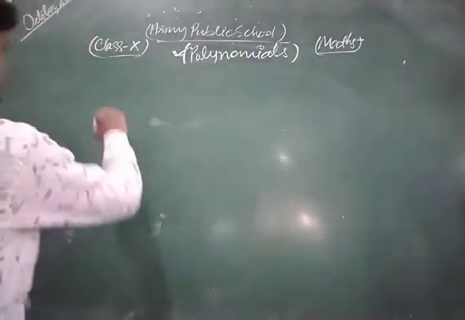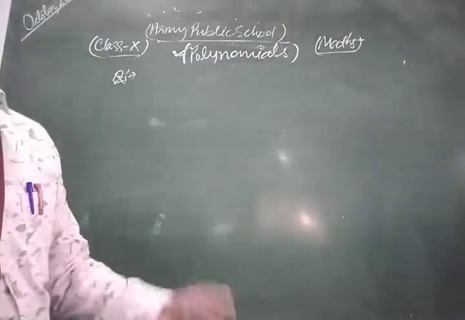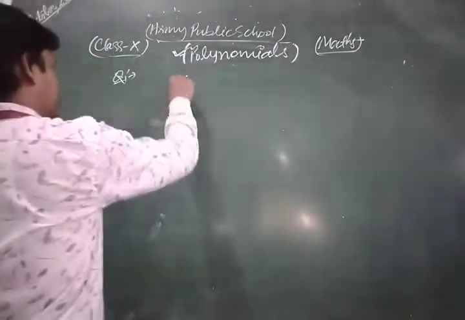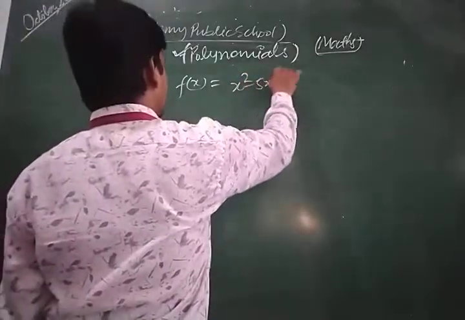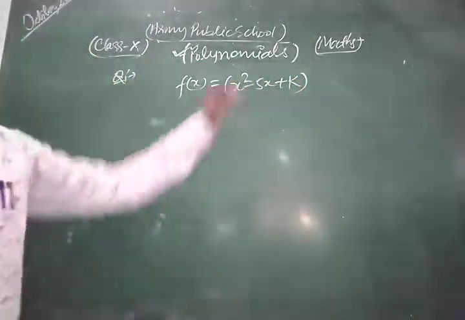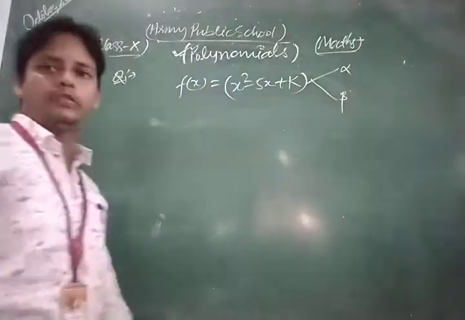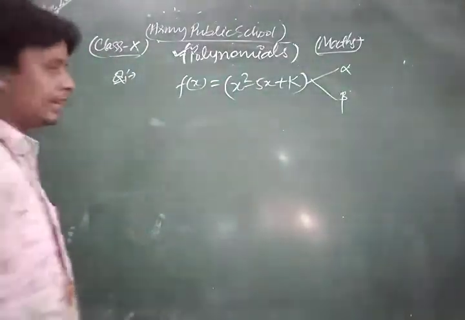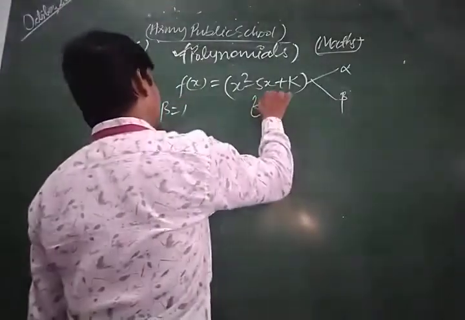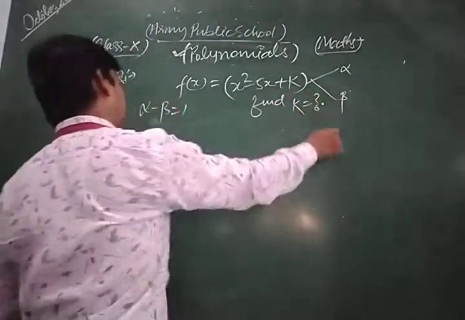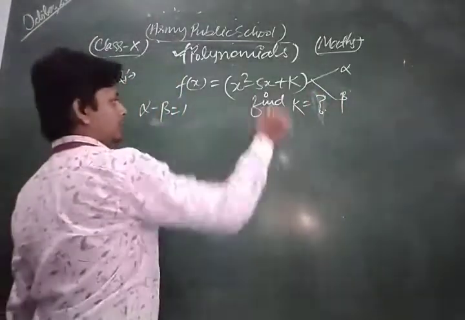Now, a very important question. If alpha and beta are the zeros of a polynomial given as f(x) is equal to x square minus 5x plus k, and such that a relation is given as alpha minus beta is equal to 1. It is given that, find the value of k.